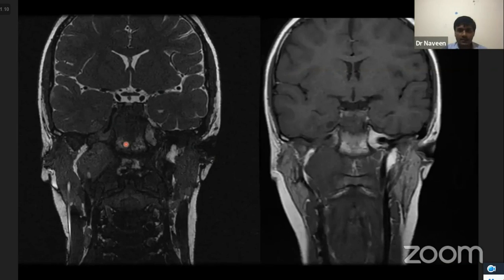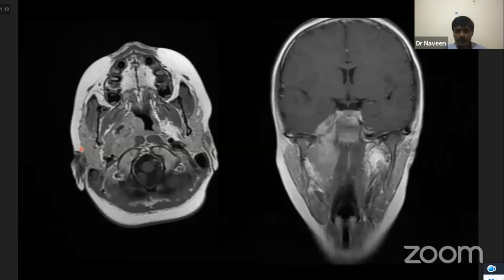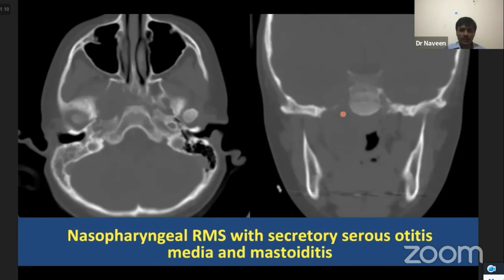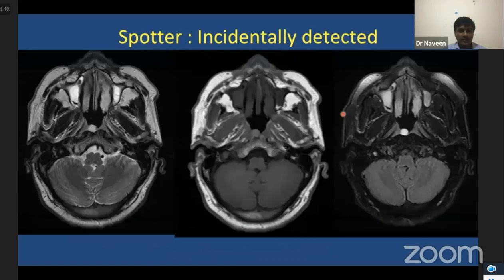This is the 3D sequence, and this one is the coronal T1 sequence, where we can see the parapharyngeal fat, which is displaced laterally. On the post-contrast sequence, it shows heterogeneous enhancement with internal necrotic areas. So in a young patient with such a malignant lesion with bony destruction, the most probable diagnosis is rhabdomyosarcoma with serous otitis media and mastoiditis.